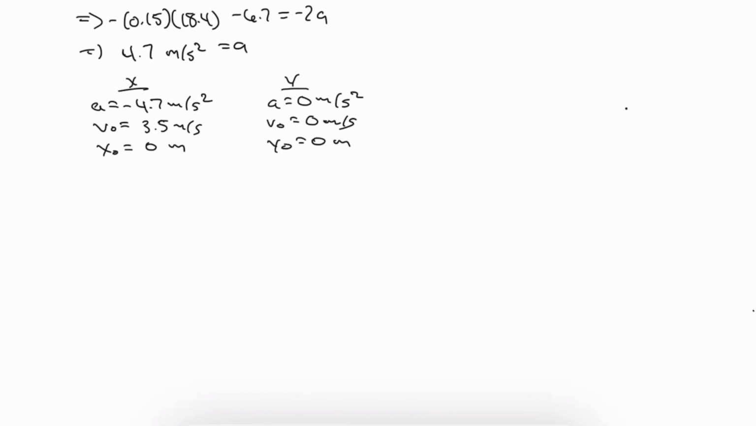To do the next part, it's asking us for information about the block on its way down. In this case, we're going to have to redraw our free body diagram, because if the block continues to slide back down the ramp, then the force of friction is going to change direction. The force of friction is going to point up the ramp. And so we do that by drawing a new free body diagram that looks pretty much the same, except that friction points up the ramp in this situation.